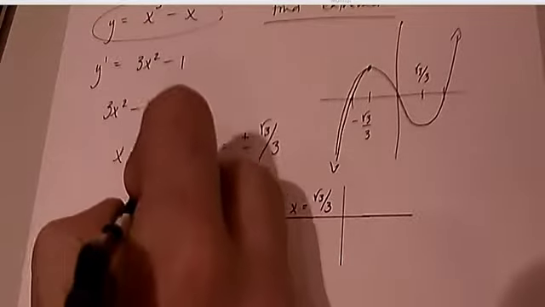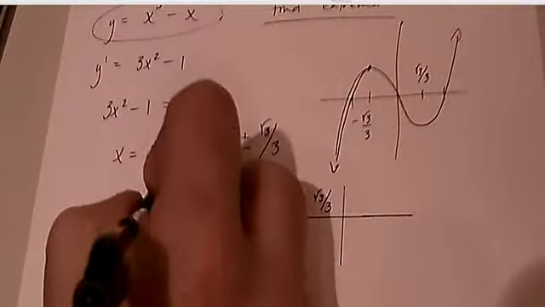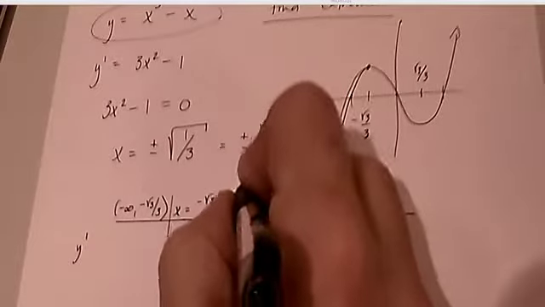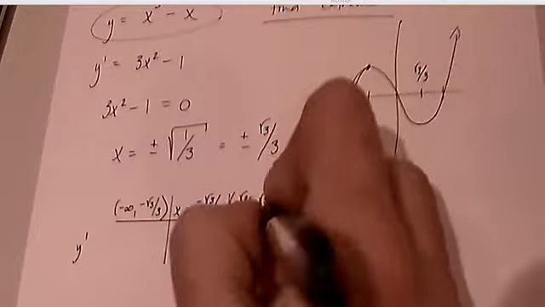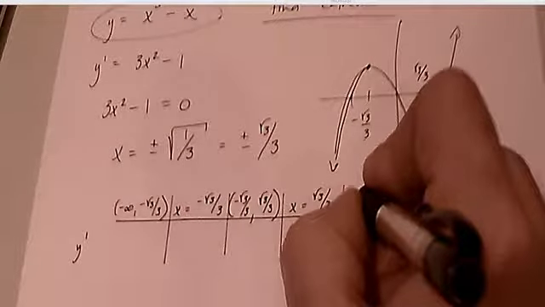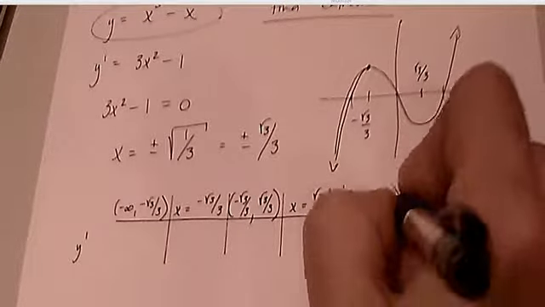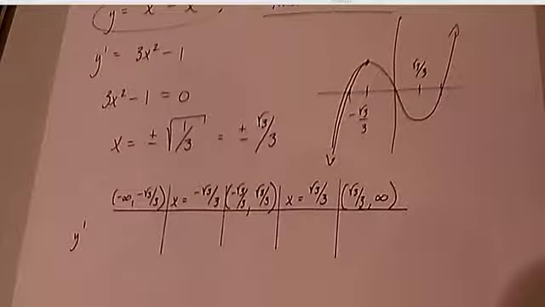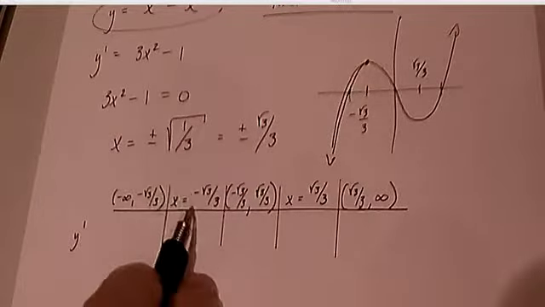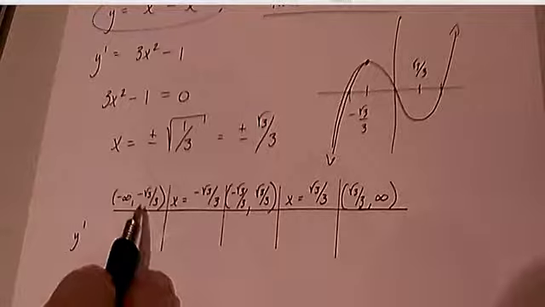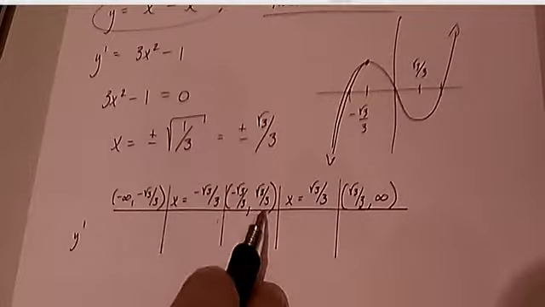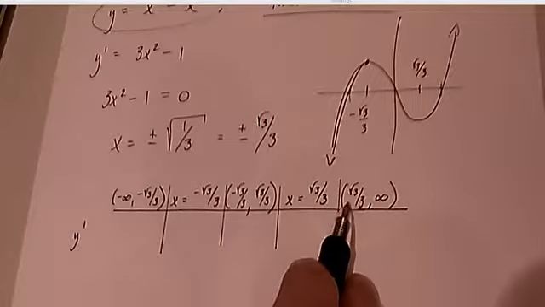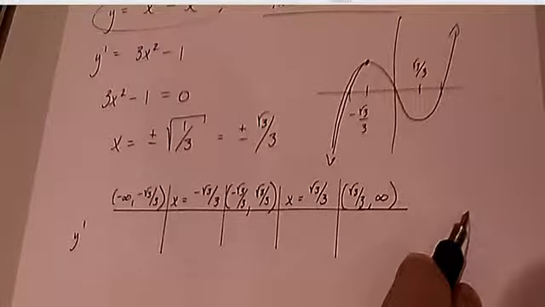Now, those critical points carve this interval up into 3 pieces. And I express them in terms of interval notation. -infinity up to this critical value, up to -√3/3. The values in between the critical values from -√3/3 to +√3/3. And then the values from √3/3 on to infinity, right?